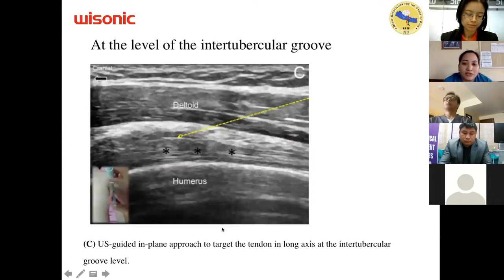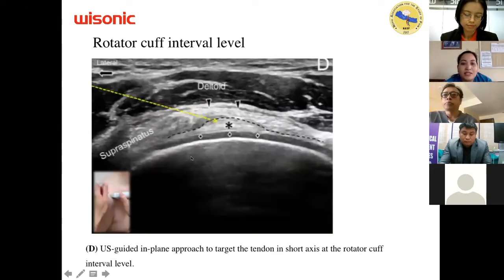This is at the level of the intertubercular groove in the ultrasound guided in-plane approach, where I target my tendon in the long axis from caudal to cephalic, and then inject just below the tendon sheath, not inside the tendon. So you have to be very careful that you're not injecting inside the tendon. So this is injecting the biceps tendon at the rotator cuff interval level. This is the short axis of the biceps tendon. This is the supraspinatus muscle. And we can put in our needle from posterior to anterior, and we can inject the tendon sheath after piercing the sheath.